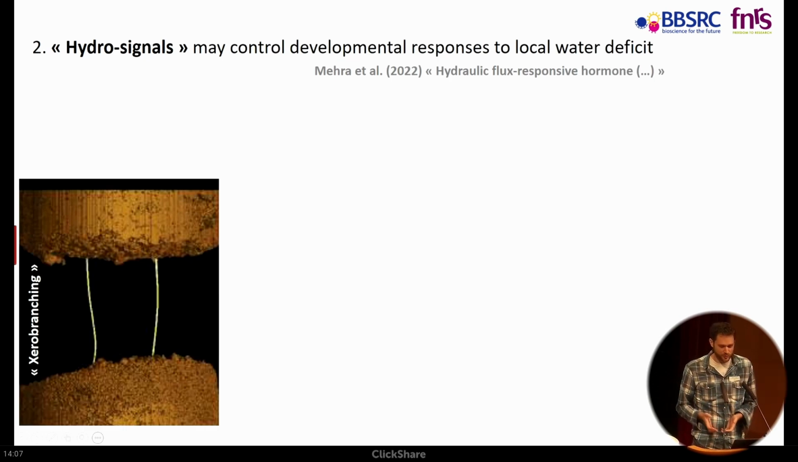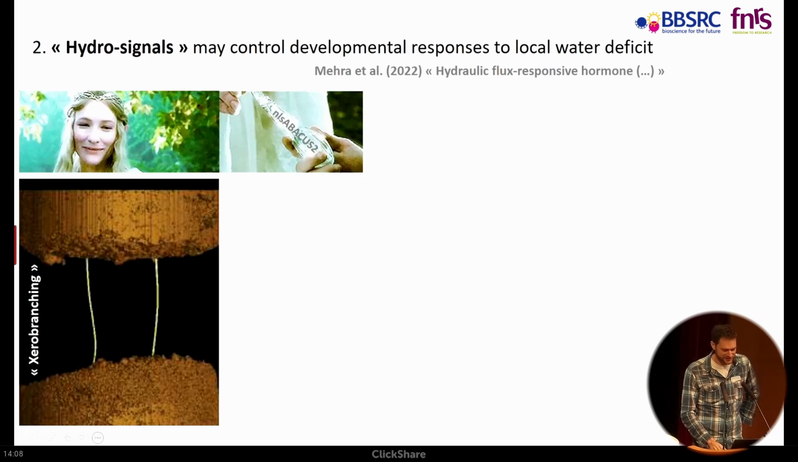This is a collaboration with Malcolm Bennett and Poonam Mehra, his postdoc. What's great when we interact with Malcolm Bennett on this kind of phenotype is that he always has these new technologies. This time he just came up saying, hey Val, check this out. I have this NLS abacus too. This is a reporter of ABA concentration inside the roots.